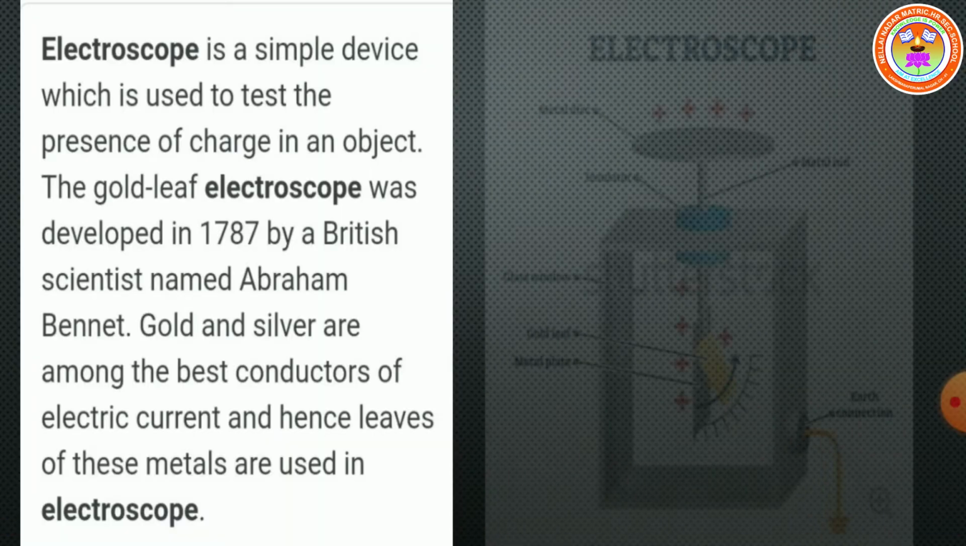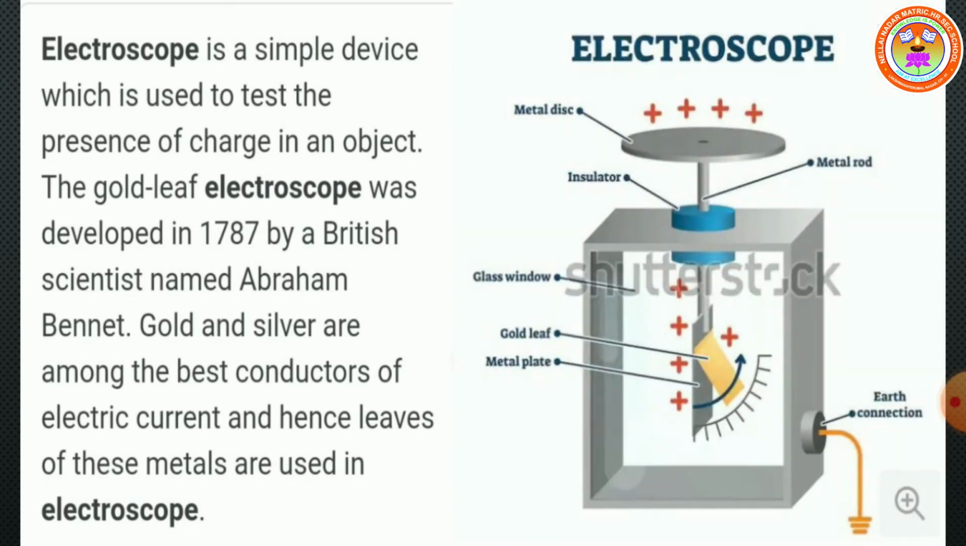Next we are going to see the electroscope. What is an electroscope? An electroscope is a simple device which is used to test the presence of charge in an object.